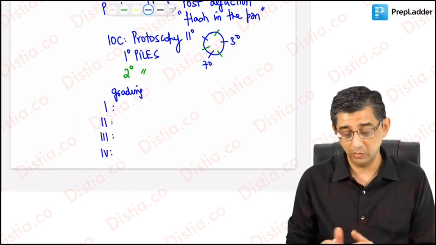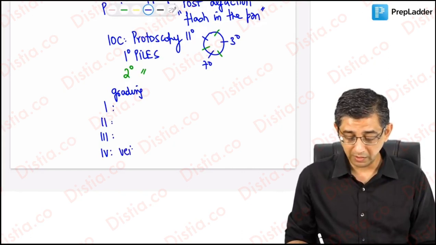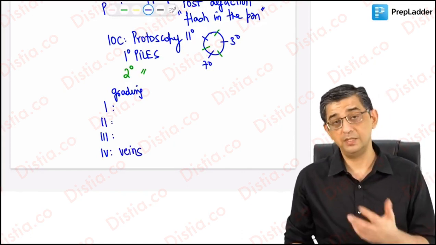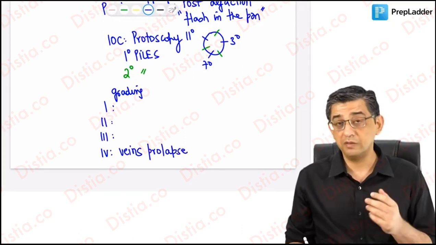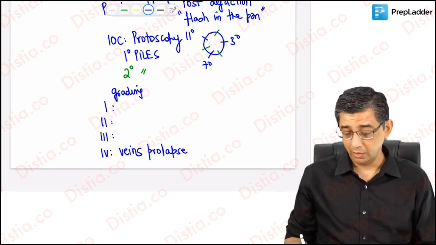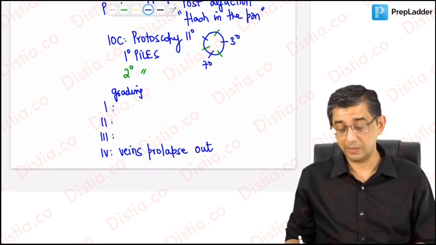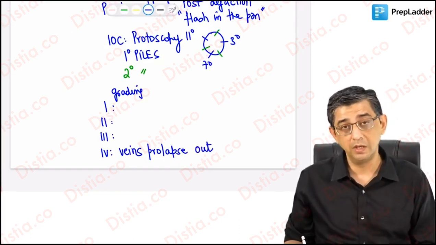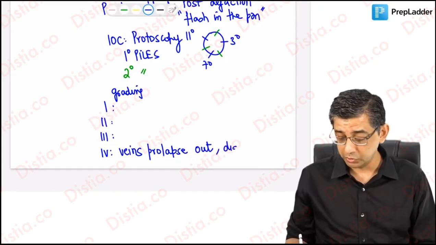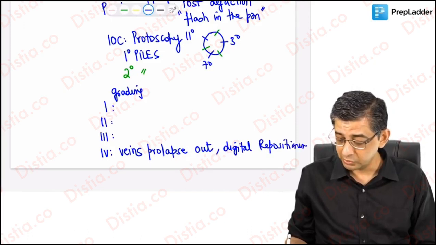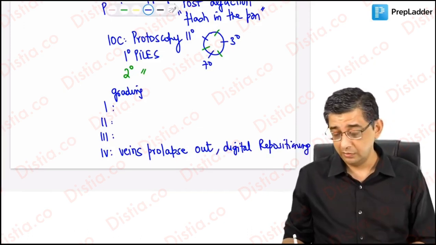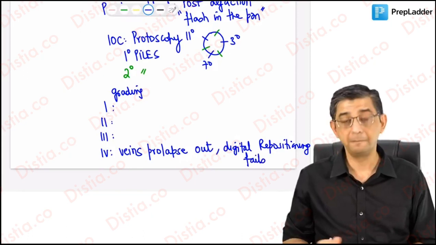When it comes to grade 4, this person will say, doctor, it's very embarrassing. He says it's embarrassing because after he has defecated, obviously there's bleeding, but apart from this, he can feel something coming out of the anus, which is actually the veins prolapsing out of the anus. He will then say that he tried to push them back with his finger, that is digital repositioning. And he says that in spite of pushing the veins back with his finger, the digital reposition fails.